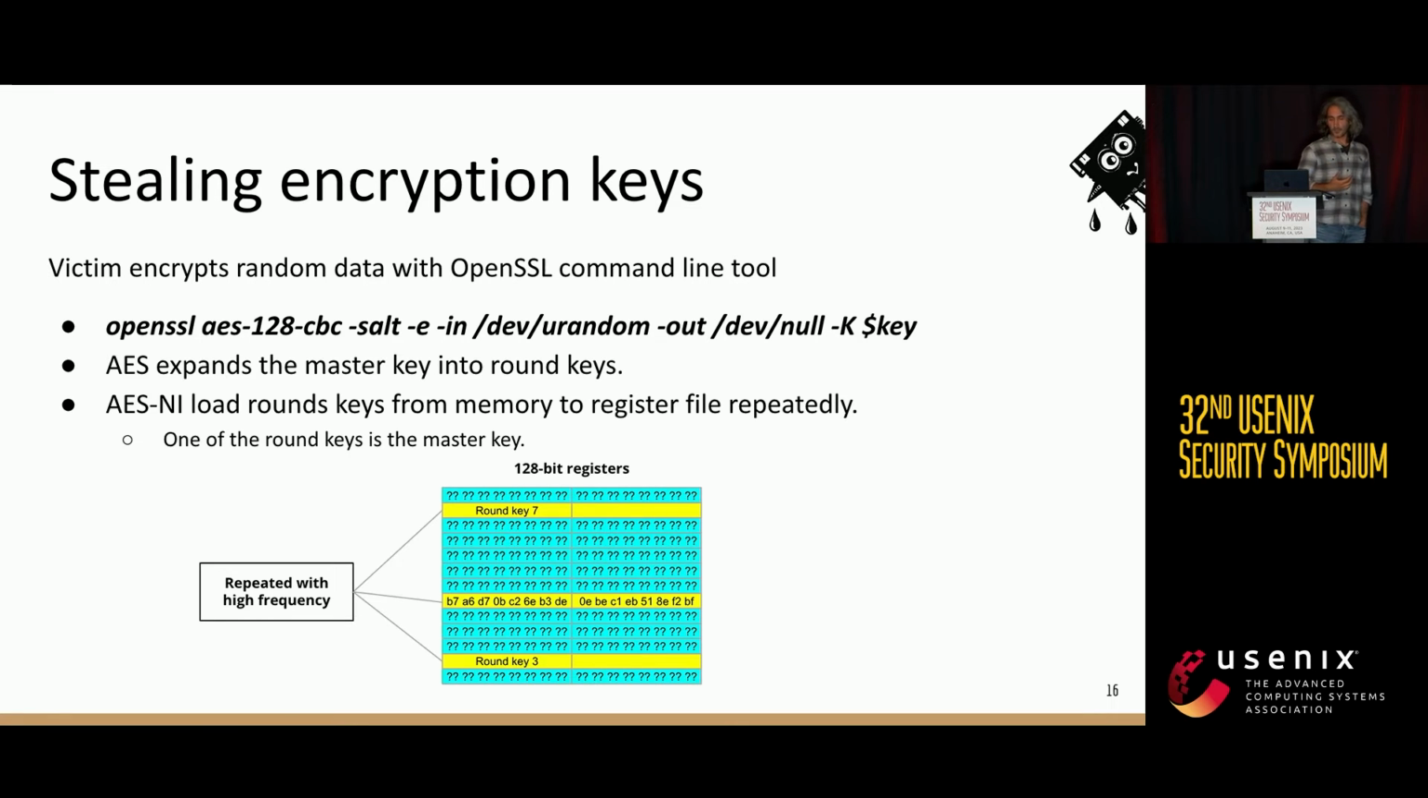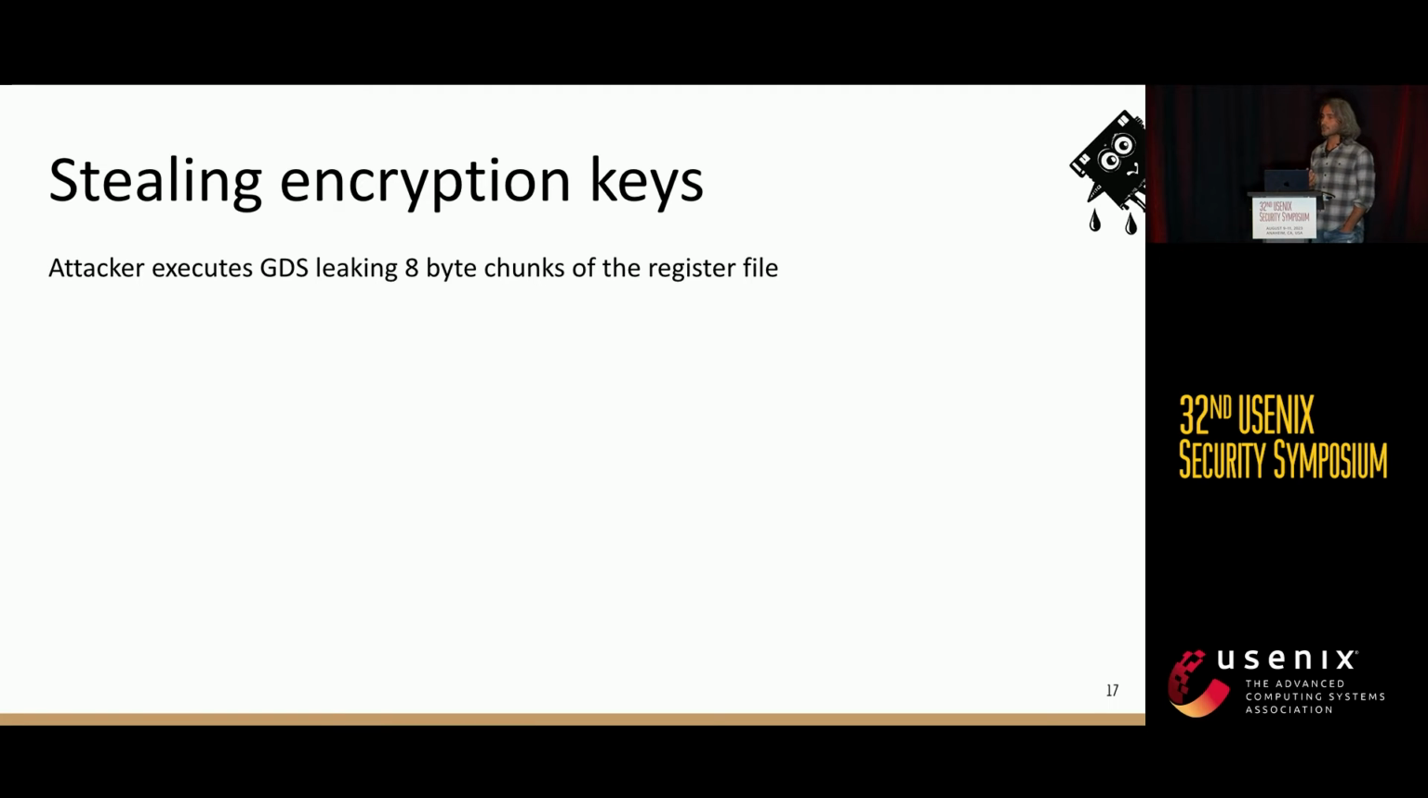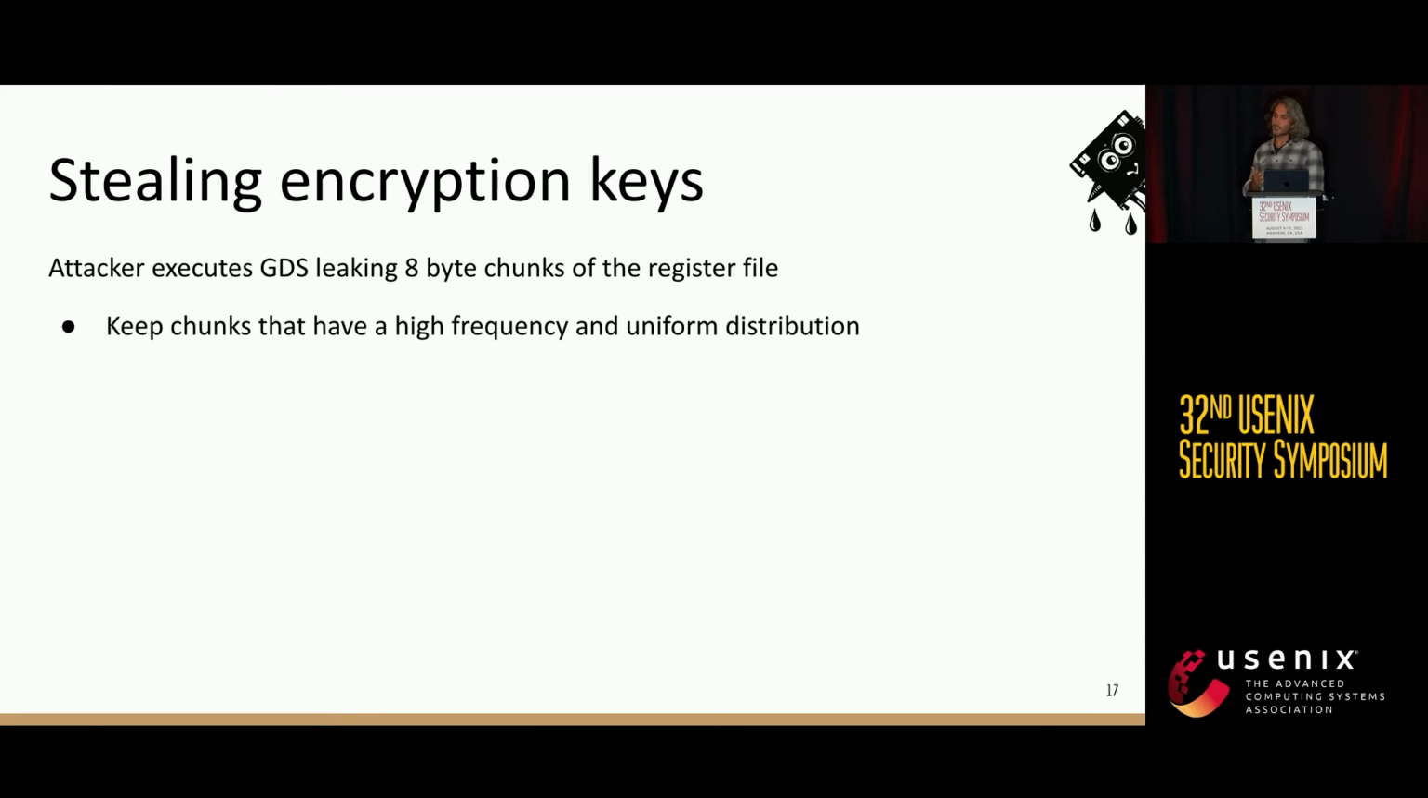One observation was that when we do this, the round keys are going to be leaked with a higher frequency than everything else because they are repeated for every block of encryption. So I developed this attack where the attacker executes the gather data sampling to leak 8 bytes at a time, the maximum size of contiguous chunks we can leak. And then we keep chunks that have a high frequency and uniform distribution because that's how the AES key looks like. They have a uniform distribution, and they also happen with high frequency.